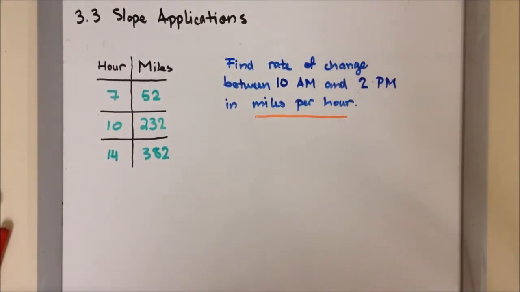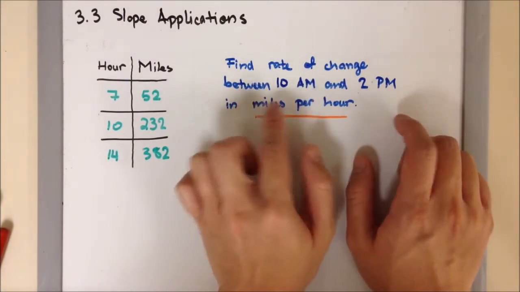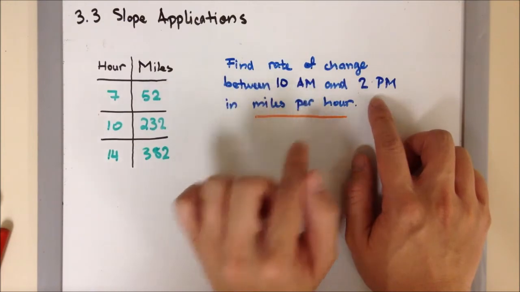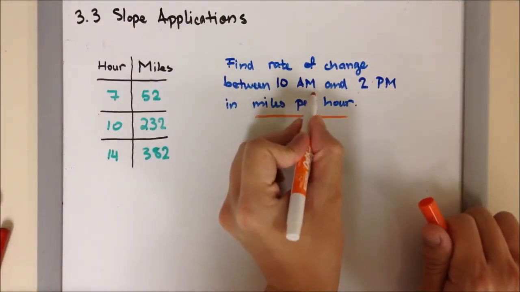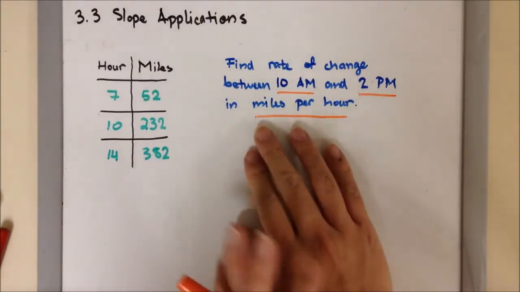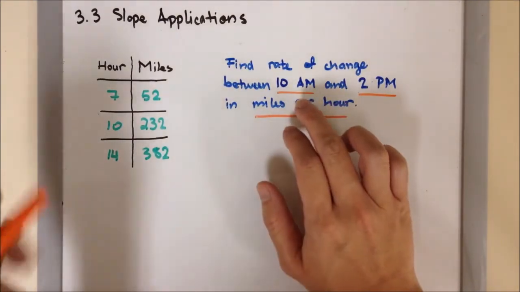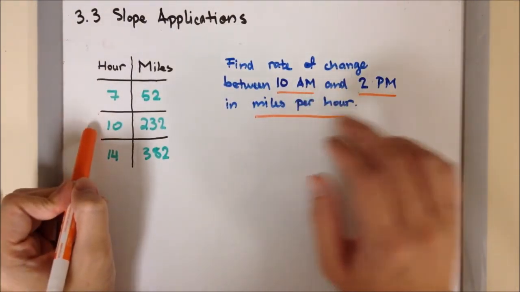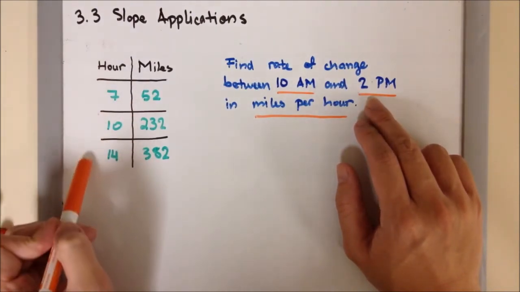Now in this example, we're still using the same table, but now the word problem is phrased differently. It says find rate of change between 10 a.m. and 2 p.m. and miles per hour. So I'm going to underline 10 a.m. and 2 p.m. And it's still asking you for the same unit as the previous example, but the only difference is that the 10 a.m. we have here, but 2 p.m. we don't see it.